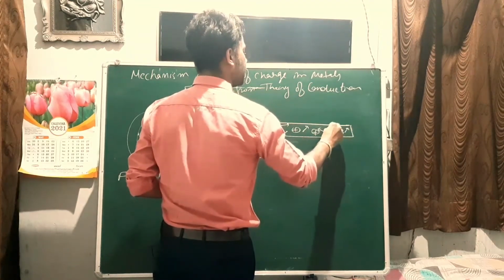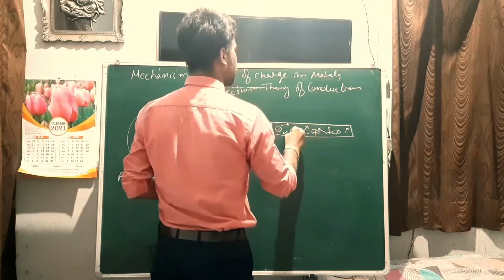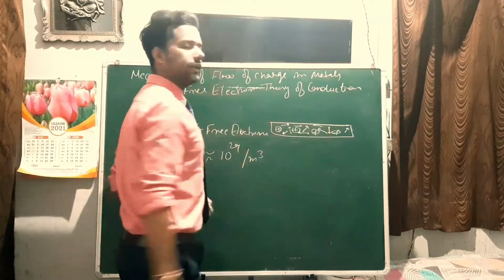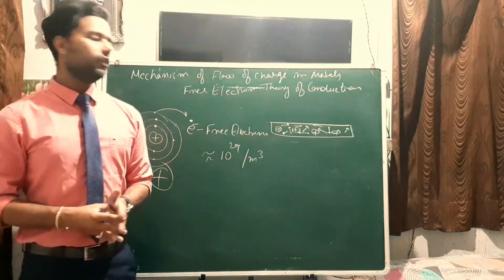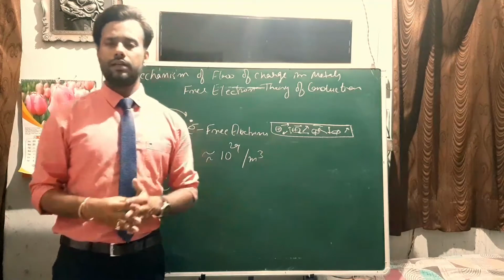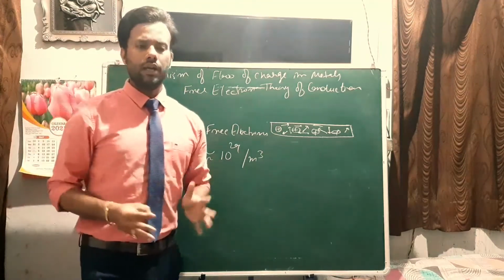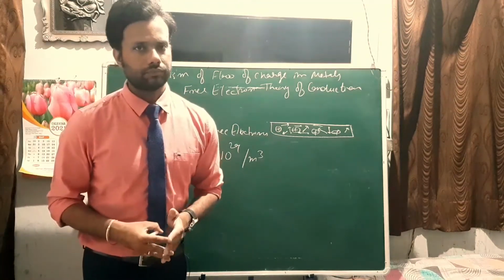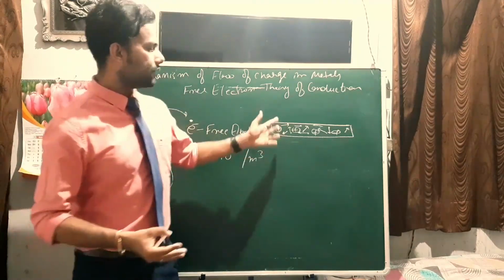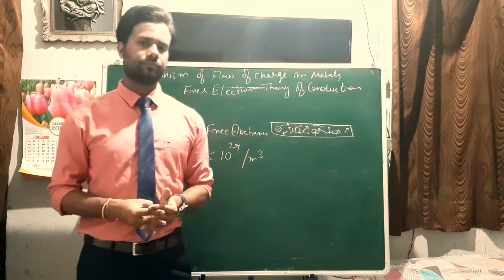They don't have any proper direction of motion. They move like this. There will be no unidirectional motion of the electrons in the conductor when it is not connected to any energy source. These electrons collide with these ions while they move, right?